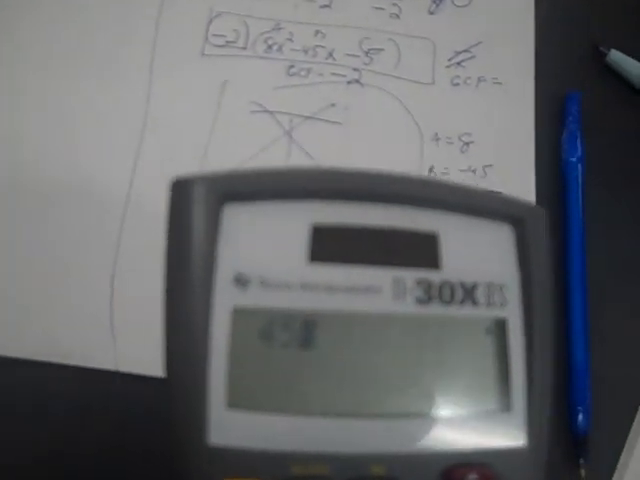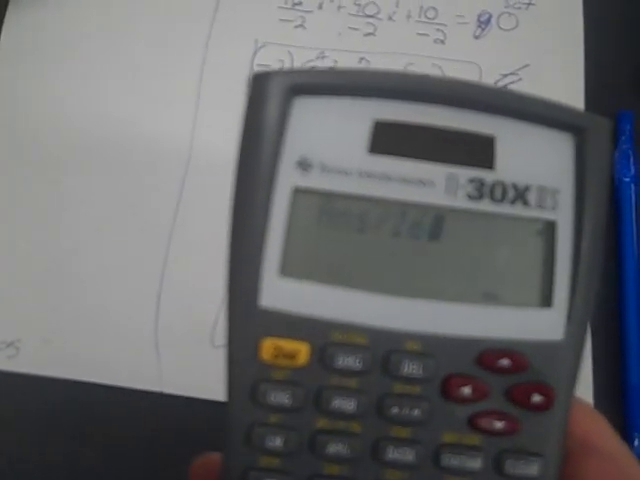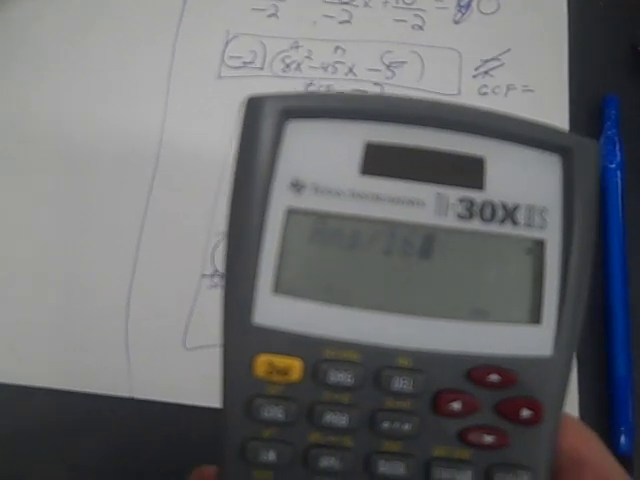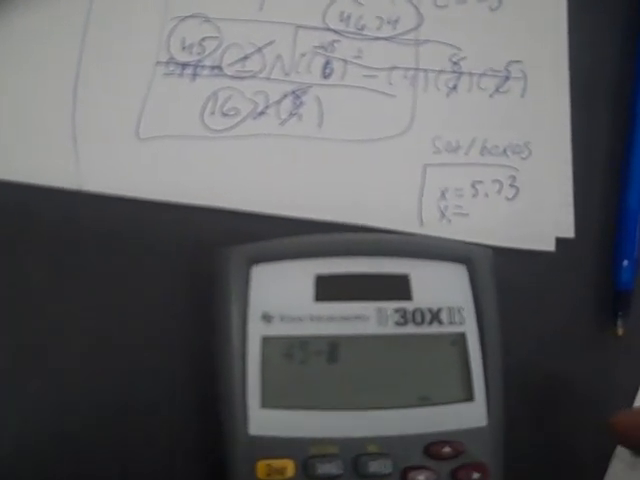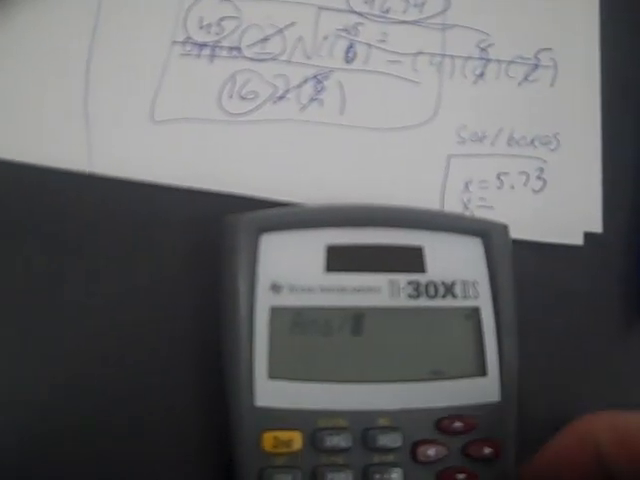And now I've simplified it enough where I can go home from there. So 45 plus 46.74. Remember to click equals before you just go divide by the 16. You have to do that, okay? You can't do all the operations at once. You got to take it one at a time. So 5.73. And now I switch the plus to a minus. Negative 0.10. So 5.73 seconds is my answer.